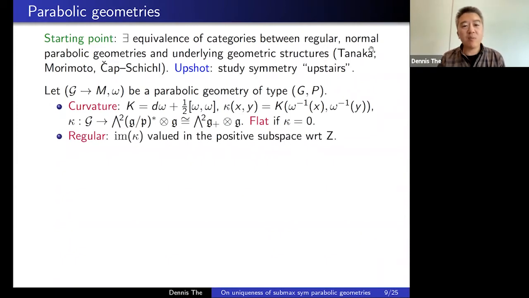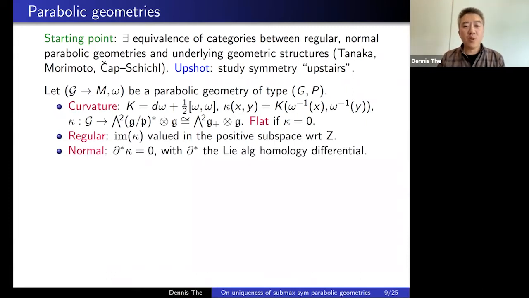Okay, so these conditions, regular, normal, what are those? Regular means that, well, one way of formulating it is that the image of this kappa is valued over here, in the positive subspace with respect to Z, this grading element. Normal, this is looking like a homology space, a space of 2-chains, and there's a homology differential that squares to 0. And so I could look at its kernel, and that's the normalization condition that we're going to use. Okay, regular and normal, kappa being in the kernel of this del star.